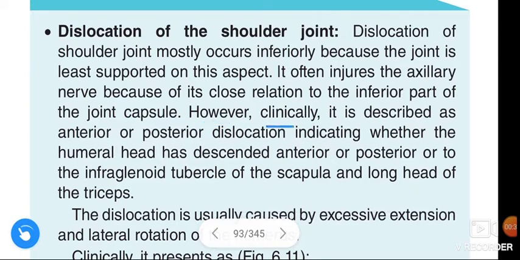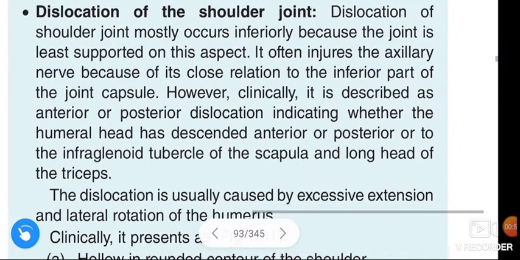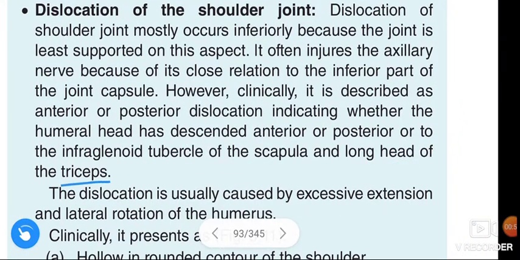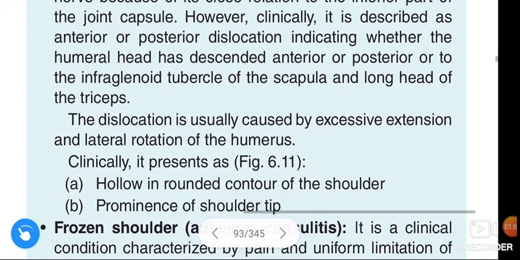However, clinically it is described as anterior or posterior dislocation, indicating whether the humeral head has descended anterior or posterior to the infraglenoid tubercle of the scapula and the long head of triceps. Okay guys, this is the description.